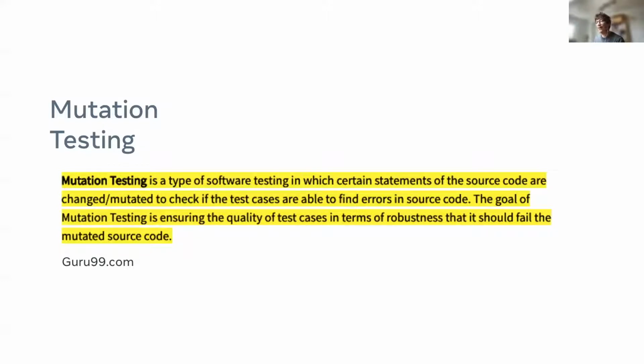Now, traditionally, mutation testing is a type of software testing in which we change or mutate certain tokens in the source code and then run the test suite on them to see if the tests catch the changed production code. Then the goal of mutation testing is to ensure that our test suite has a certain quality. What mutation testing gives us is the so-called mutation score.